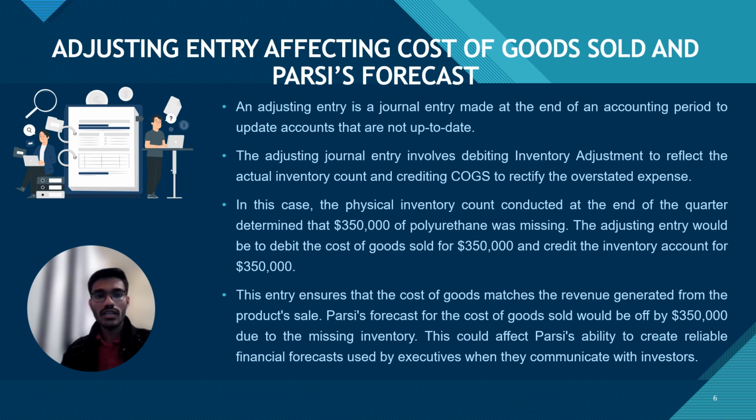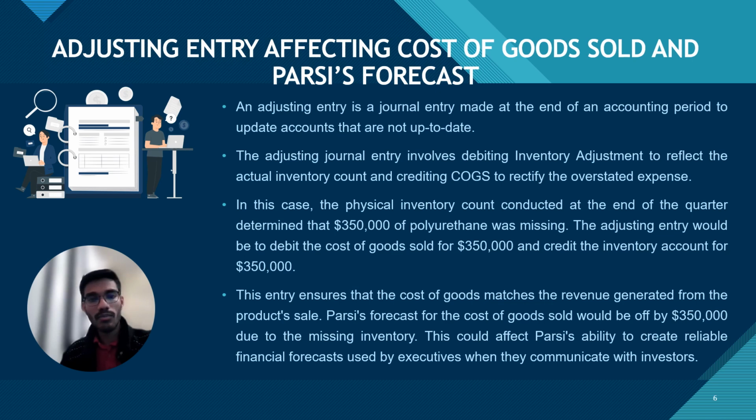So the adjusting journal entry involves debiting inventory adjustment to reflect the actual inventory count and crediting COGS to rectify the overhead expense. In this case, the physical inventory count conducted at the end of the quarter determined that $350,000 of polyethylene was missing.